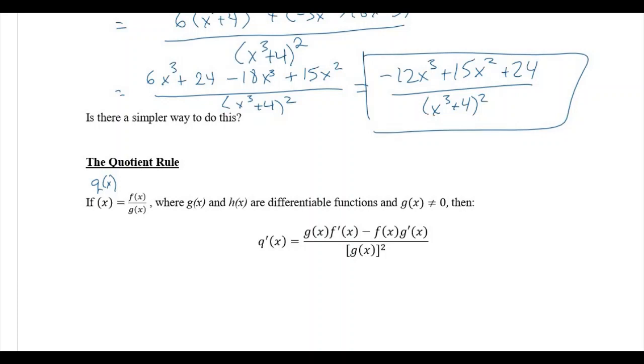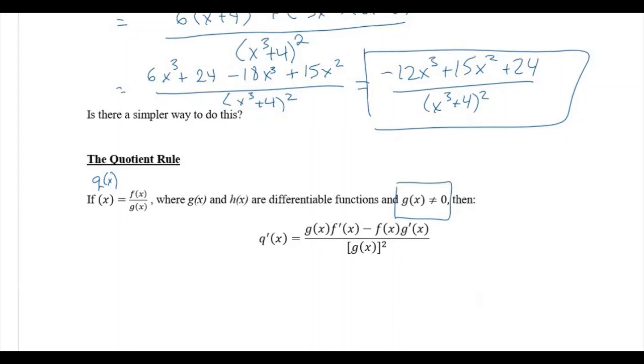So one other thing we should quickly note is that g of x cannot be 0. Just like usual, we cannot divide by 0. So just be aware of that as you're doing these.